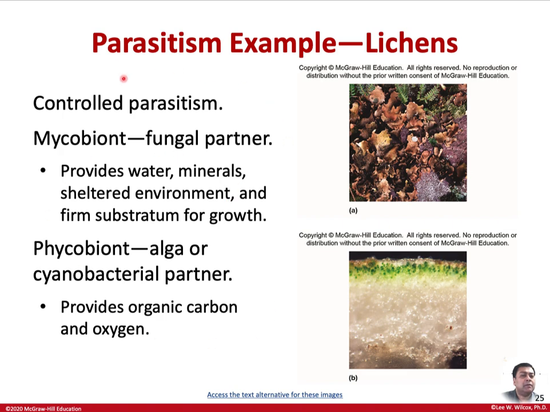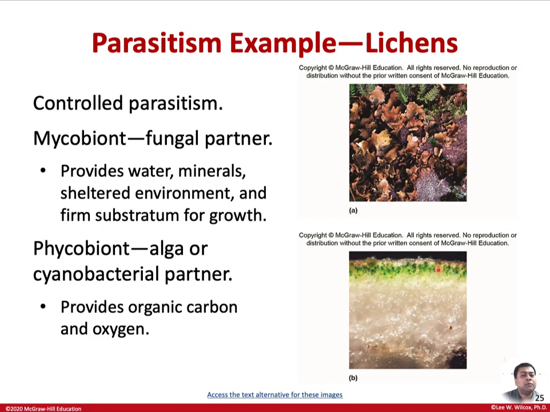The reason that we call this controlled parasitism is that if we independently grow the phycobiont, which is an algae or the cyanobacteria, without the mycobiont, the phycobiont will grow much faster. In a mutualistic relationship, the growth of the mycobiont and the phycobiont should both be dependent on each other. That is the mutualistic relationship. So this is not mutualistic. Why is this not a cooperation?